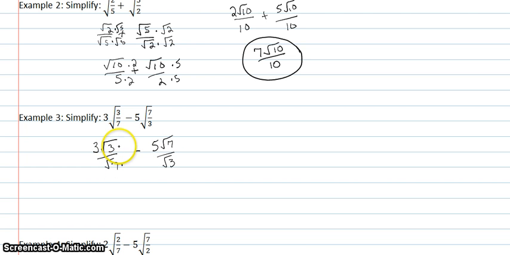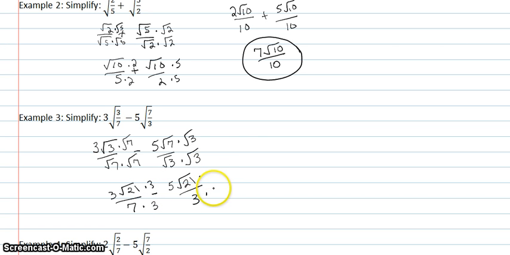Okay, and then on the first one, I'll need to multiply by the square root of 7, top and bottom. And on the next one, I'll multiply the top and bottom by the square root of 3. So I'll have 3 square roots of 21 over 7 minus 5 square roots of 21 over 3. And my common denominator is 21, so I need to multiply top and bottom of the first one by 3, and top and bottom of the second one by 7.